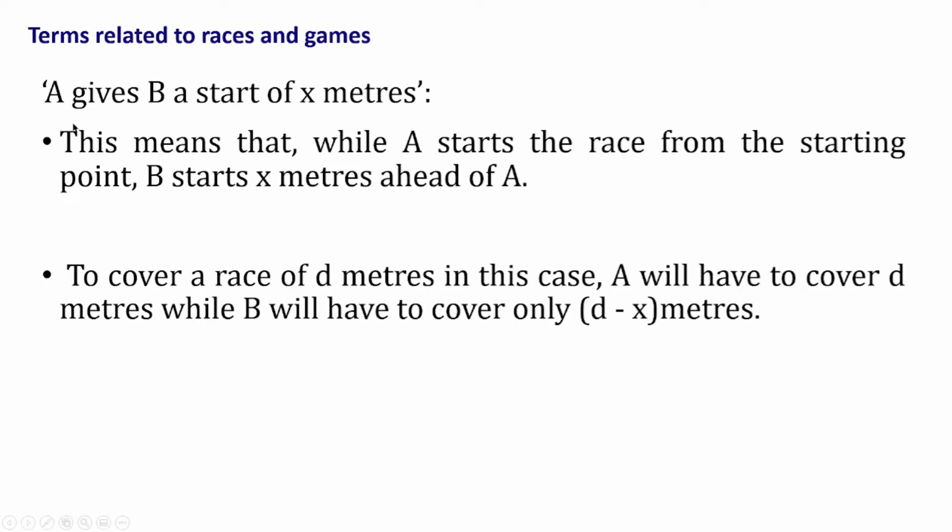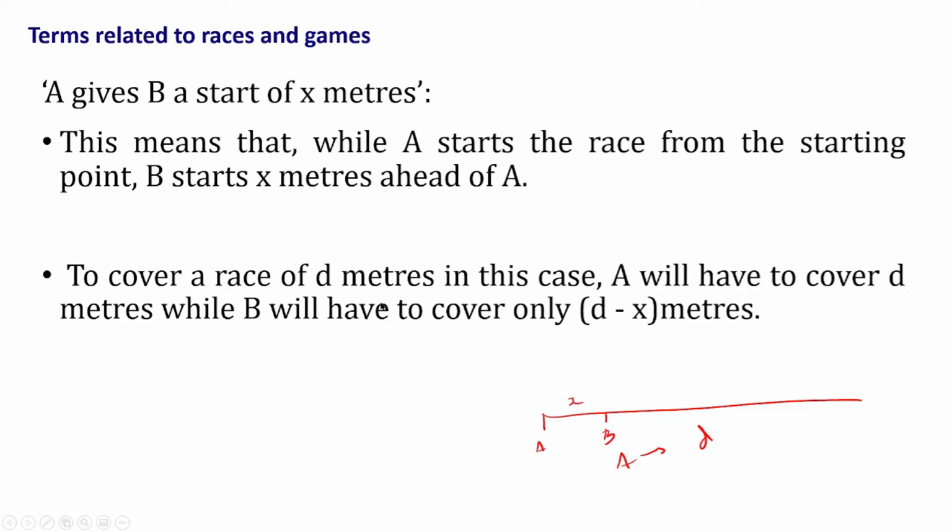The first term is A gives B a start of X meters. So if we have a sentence like this, it means when A starts the race from the starting point, B will start the race X meters ahead of A. So if the entire ground is say D meters, then A will travel this entire D meters, whereas B will start X meters ahead. This is the meaning of A gives B a start of X meters.